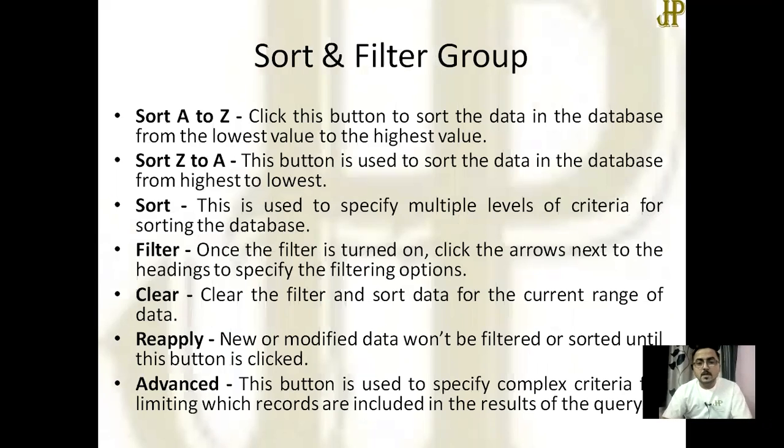Now the next one, the Sort and Filter group. As the name suggests, if you want to sort your data in ascending order, click on Sort A to Z. And if you want to sort your data in descending order, click on Z to A. Other than this, if you want to apply more than one sorting criterion, click on the Sort button. So I'm going to show you with an example.